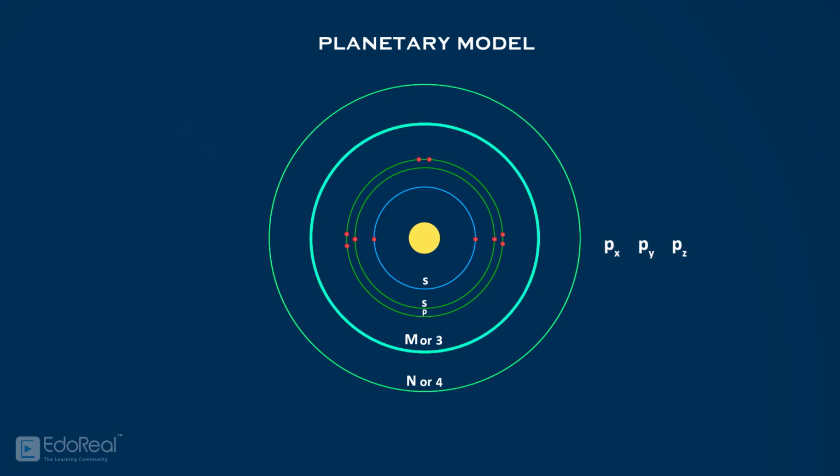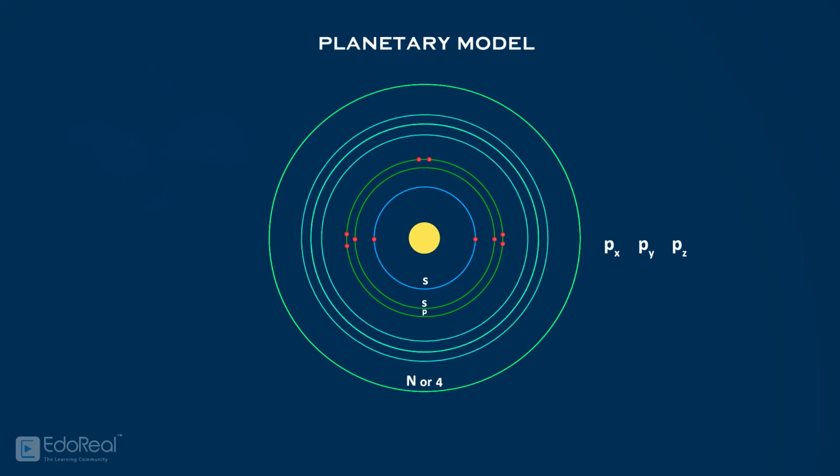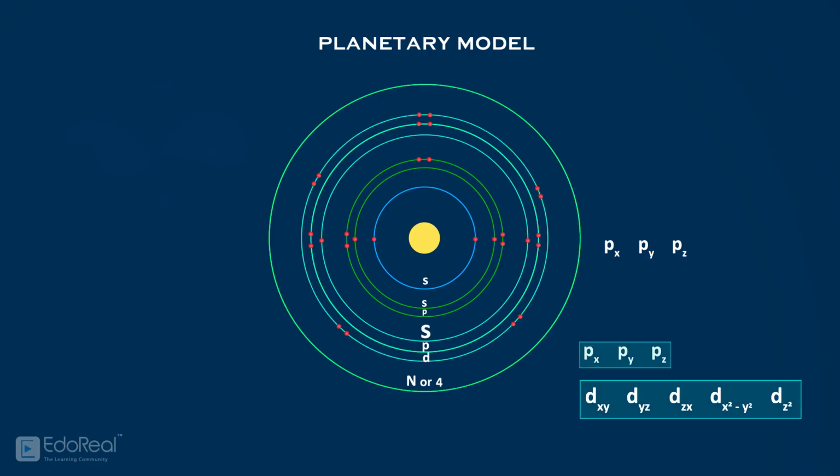The M orbit, or third energy level, represents the s orbital, p subshell, and d subshell, where the p subshell represents px, py, pz orbitals, and the d subshell represents dxy, dyz, dzx, dx square minus y square, dz square orbitals. Here, 9 orbitals contain 18 electrons. In this video, we discussed atomic orbitals.